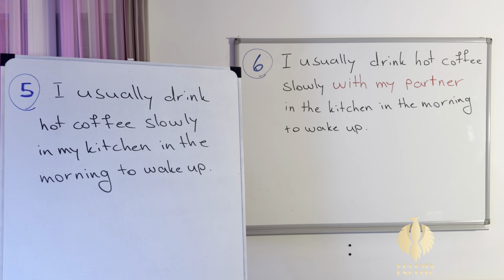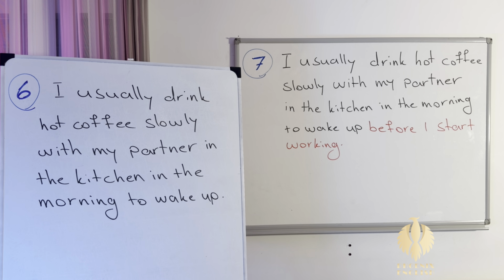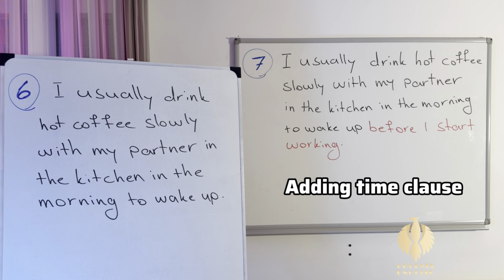And where does it go in a sentence? With my partner pairs naturally with the manner or with the action. So it sits right after slowly and before the location. And the last step, step 7, the masterpiece, adding a time clause.